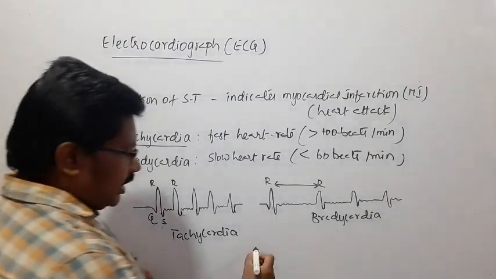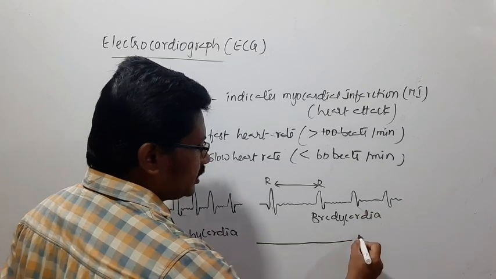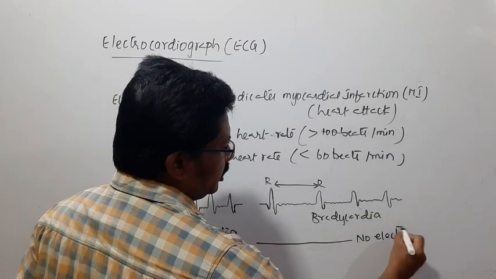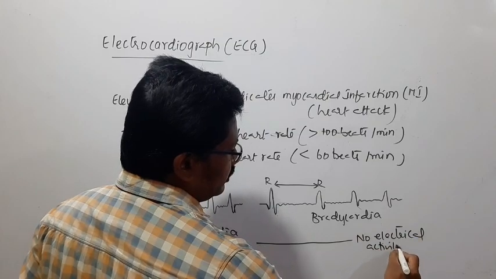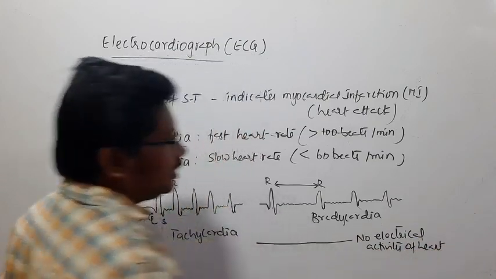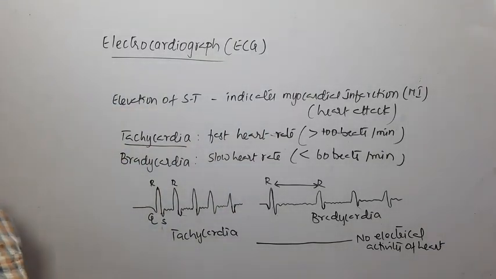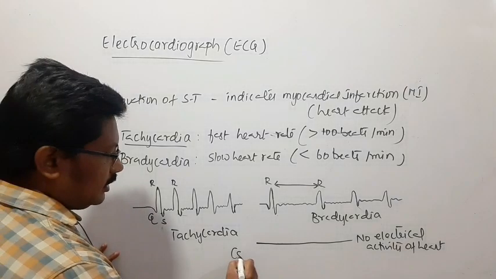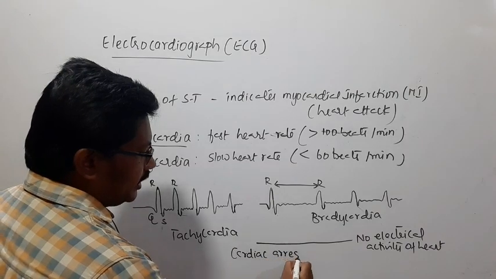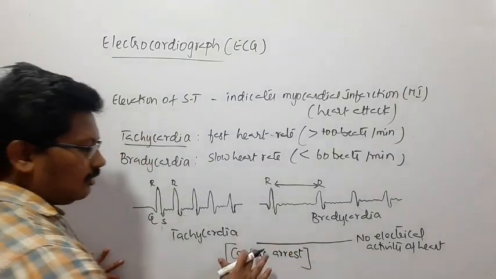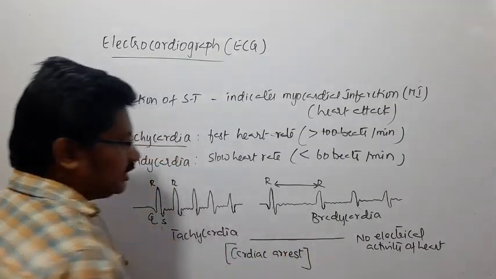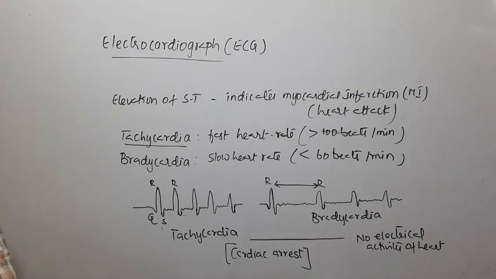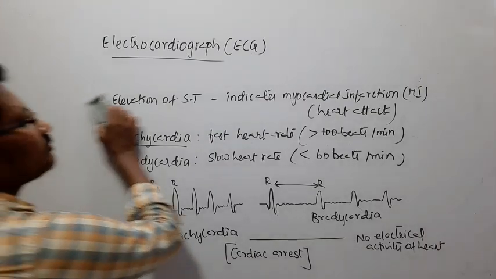And if we see a straight line, this indicates no electrical activity of the heart, which means the heart stopped beating, and this is what you will see in a condition called cardiac arrest, where the heart has completely stopped beating and you will see a straight line. Right, so that's all about electrocardiograph. Next, we will see regulation of cardiac activity.